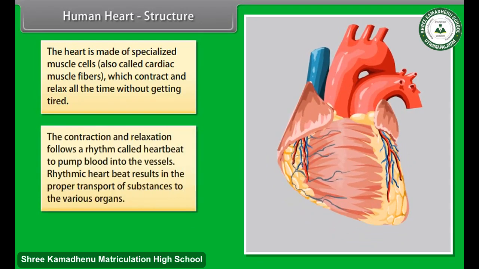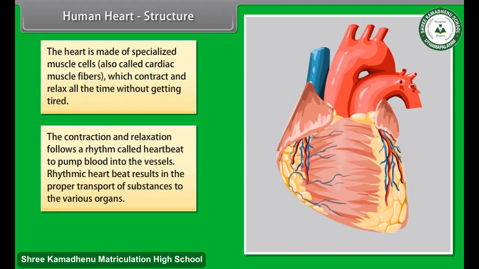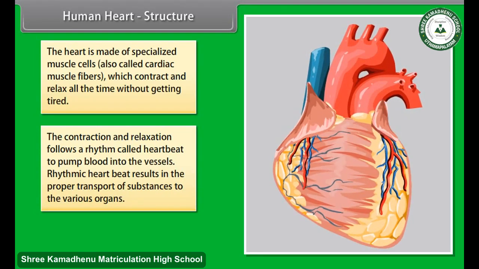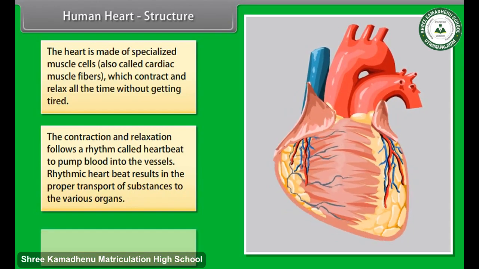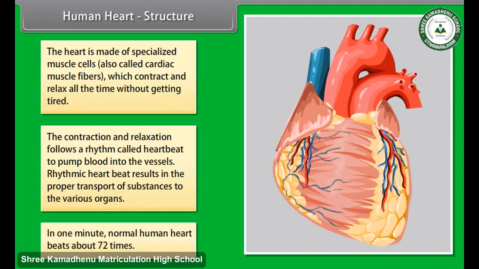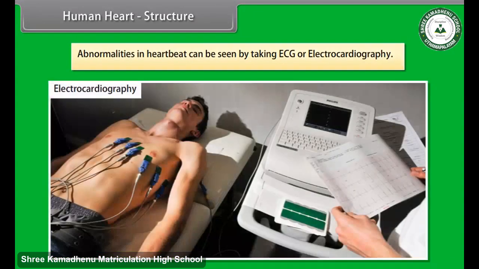The contraction and relaxation follows a rhythm called heartbeat to pump blood into the vessels. Rhythmic heartbeat results in the proper transport of substances to the various organs. In 1 minute, a normal human heart beats about 72 times. Abnormalities in heartbeat can be seen by taking an ECG or electrocardiography.